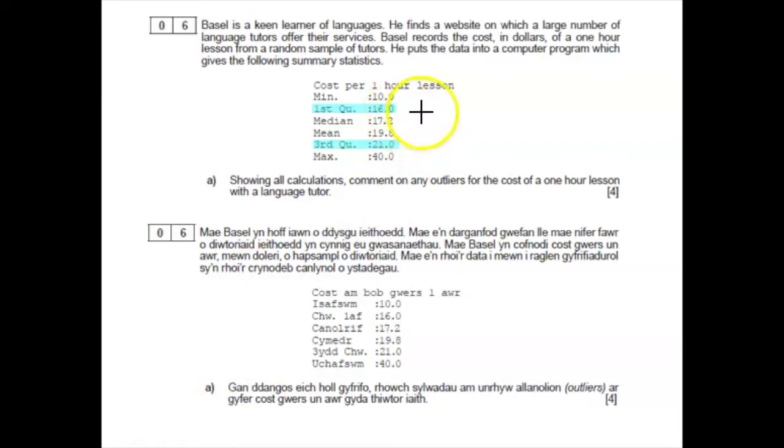7.5 lower than 16 is 8.5. An outlier would be less than 8.5, but our minimum value is 10, so there are no low outliers. An outlier is also 7.5 higher than 21, which is higher than 28.5, so there is an outlier because the maximum price was $40. So there must be at least one outlier, which is the $40, but there could be more outliers in that region.